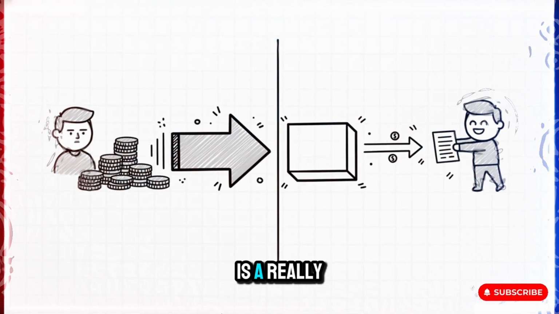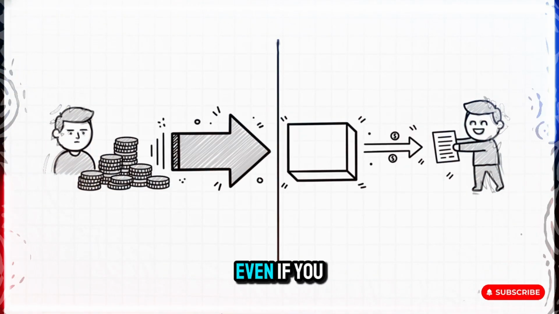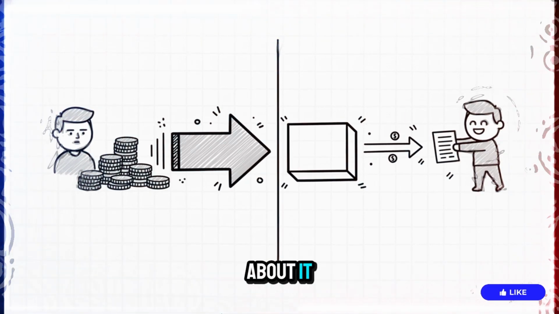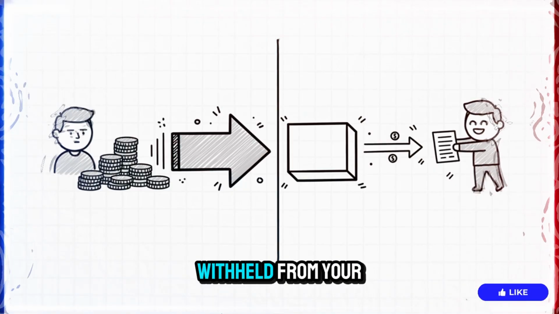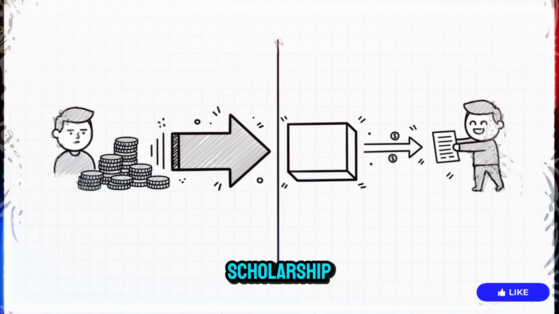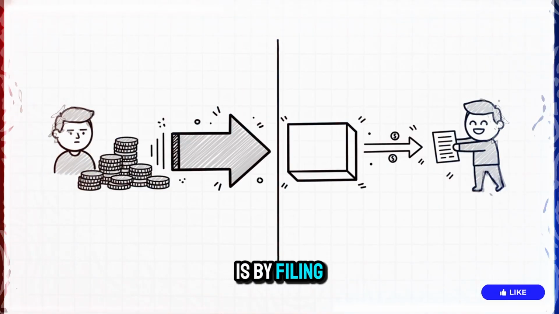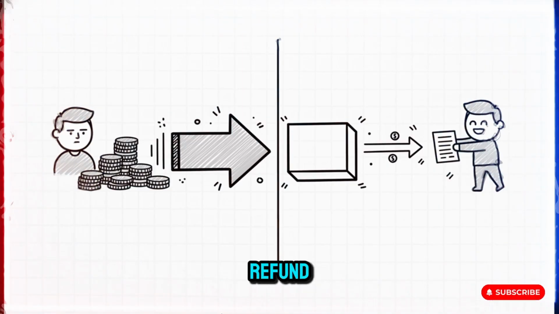But, and this is a really important but, even if you don't have to file, you might really want to. Think about it. What if too much tax was withheld from your pay or from a scholarship? The only way you're ever going to see that money again is by filing a 1040-NR to claim your refund.